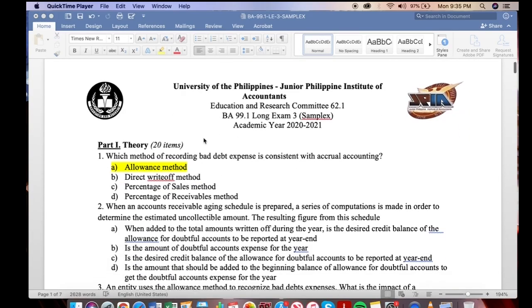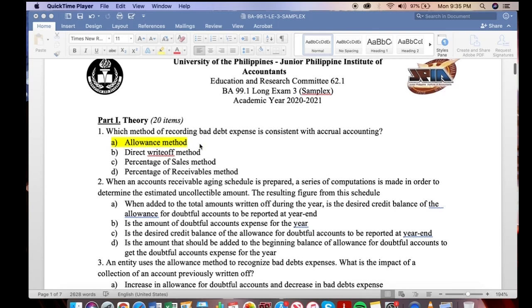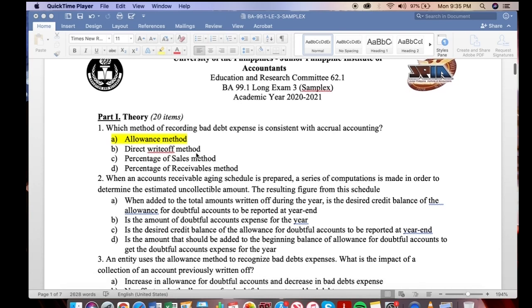Let's start with theory. Number 1, which method of recording bad debt expense is consistent with accrual accounting? A. Allowance method. B. Direct write-off method. C. Percentage of sales method. D. Percentage of receivables method. This one has an answer already. The answer is letter A.